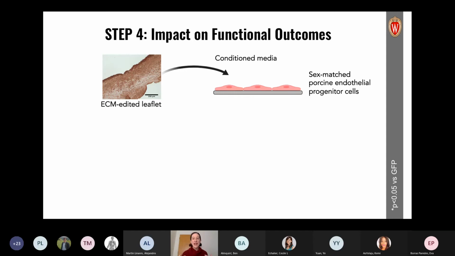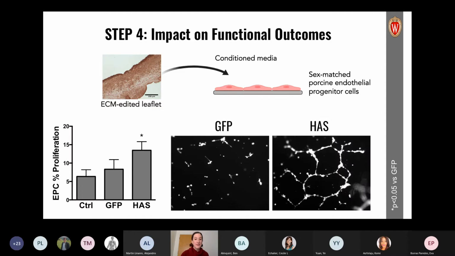Then we took that media and applied it to sex-matched, male porcine endothelial progenitor cells, because we wanted to see whether the amount of VEGF now being overproduced actually has an effect on endothelial cells. And in fact, it did. It made the endothelial cells proliferate more, so divide more frequently. And this is an assay where you're looking at the ability of endothelial cells to form network-like structures that could be predictive of their ability to form vessels.